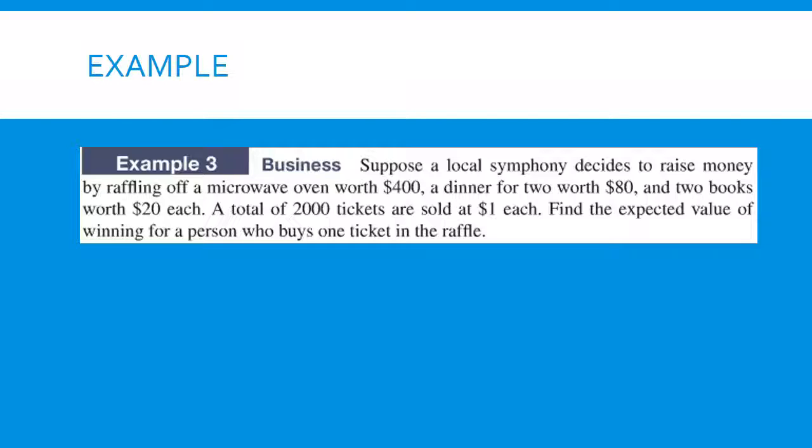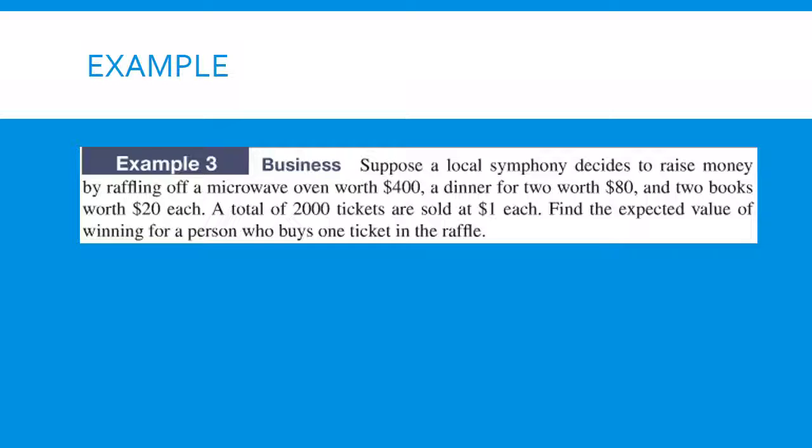Now, let's try this, but what you need to realize first as you go to set this up is that we want the expected value of winning. So what you need to take into account is the $1 they're spending on the ticket. So if they win the microwave oven, it's going to be $400 minus 1, or $399 value that they win. The dinner for 2, they'll only actually net $79. Each book will be $19. Those who win nothing, their loss is going to be represented by a minus 1. Okay, the probability, there's 2,000 tickets. So your probability of winning a microwave oven is 1 over 2,000.